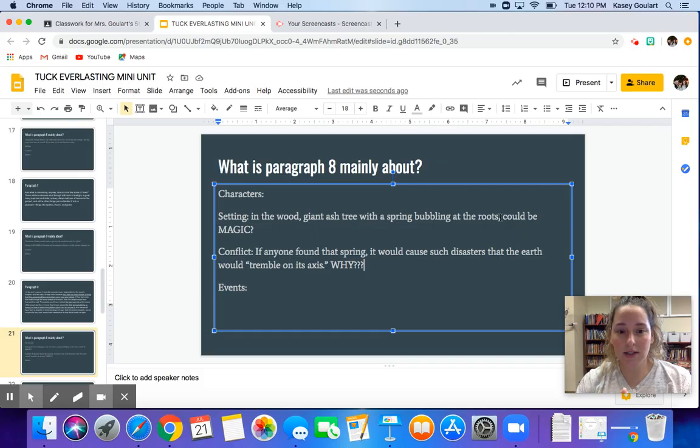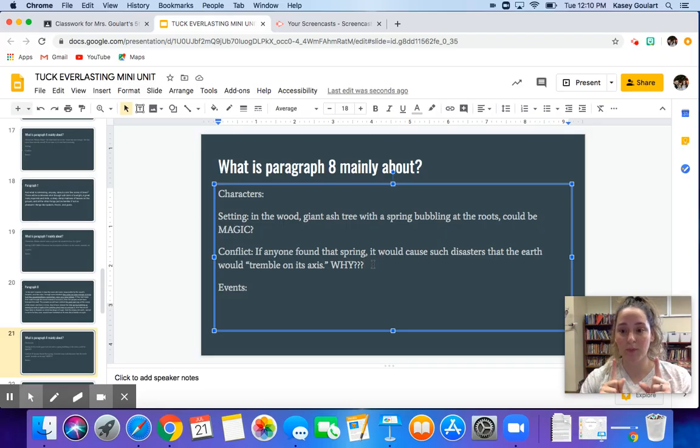And then they go on to discuss that if anyone found this spring, which I'm moving to conflict now, and then we'll come back up to the large word that I have written there. If anyone found that spring, it would cause such disasters that the earth would tremble on its axis. And I put that in quotes because that's directly from the paragraph. That's a lot. I put that in conflict because this seems like a problem. It seems like a big problem.